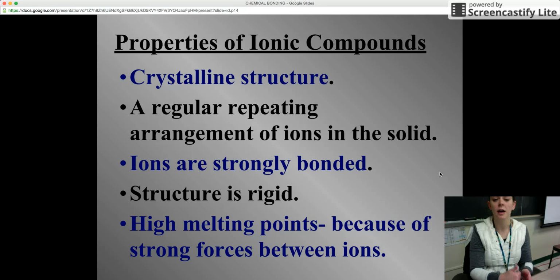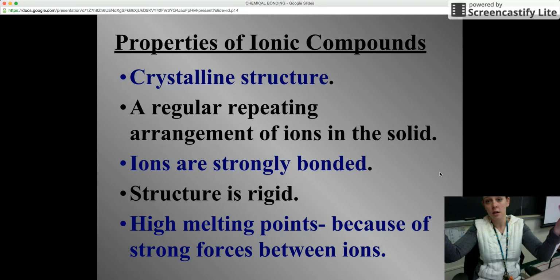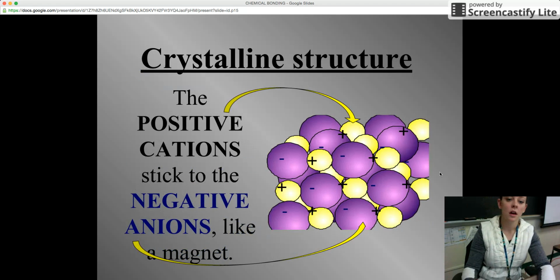And ionic compounds have very high melting points. Because the attraction of those ions is so strong, when you heat it up, they don't like to break apart. They try to stay together as long as they can, and then if you reach something like 800 degrees Celsius, they crack apart. And you can see here in this picture this crystalline structure.